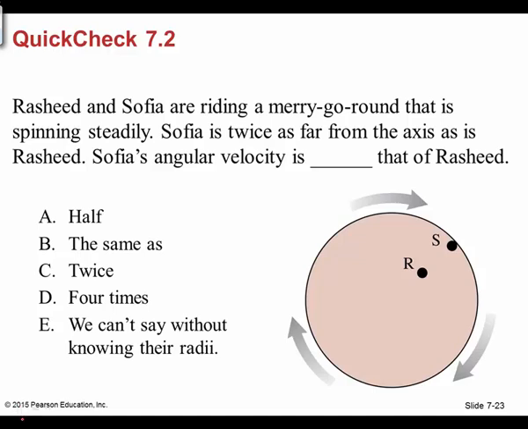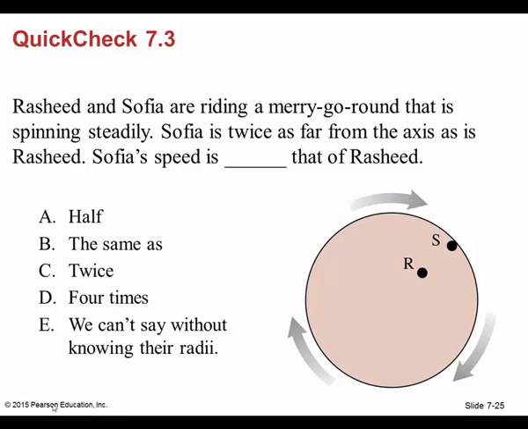All right, now, Rashid and Sophia are riding a merry-go-round that is spinning steadily. Sophia is twice as far from the axis as Rashid. What is her angular velocity? Okay. It's the same because the arc distance is the same. Sophia is twice as far from the axis as Rashid. Sophia's speed is what? Okay, so Sophia is twice as far as Rashid.